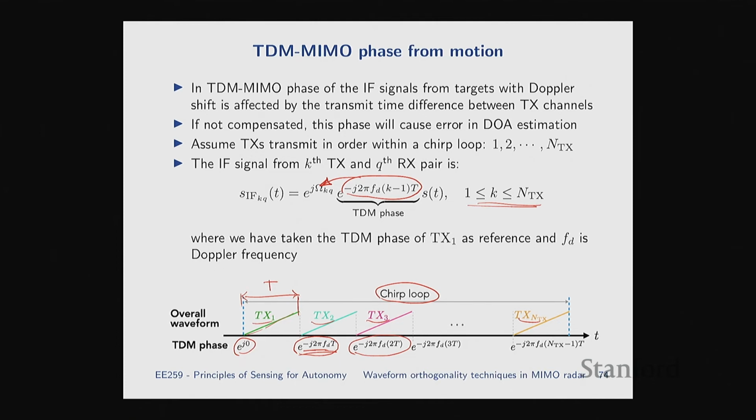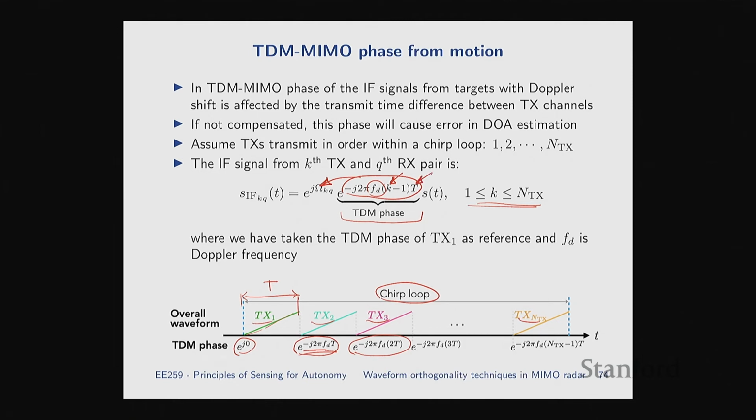Because after we do our range and Doppler processing, essentially we know this TDM phase term because we have found FD for every processed cell in the data cube, and K is just the transmitter index, which is known, for every slice of the data cube. And big T is, again, the chirp duration.